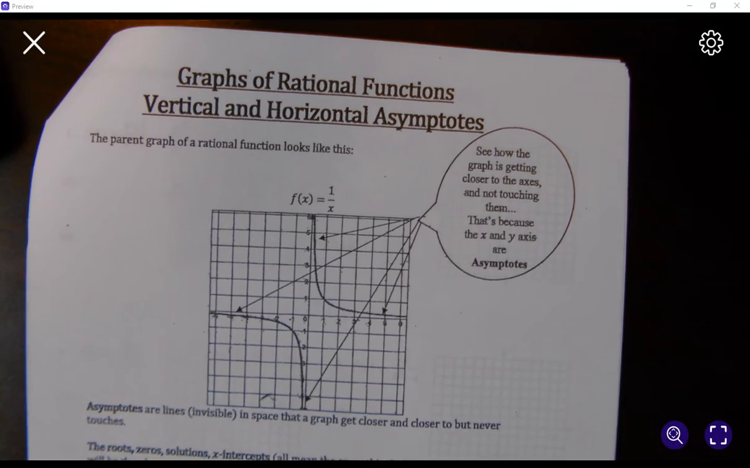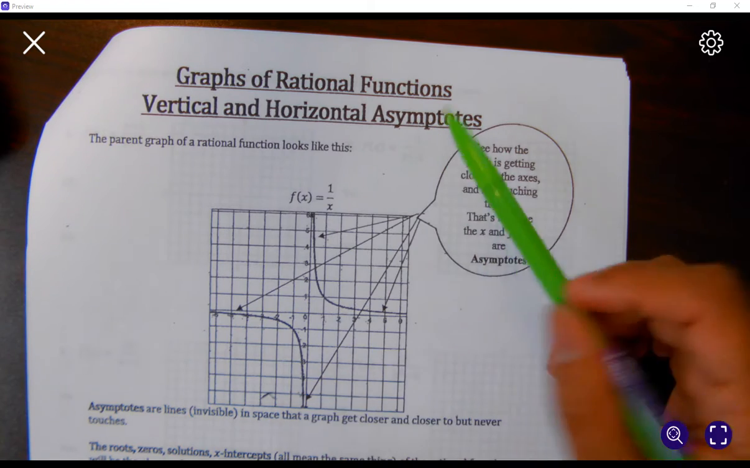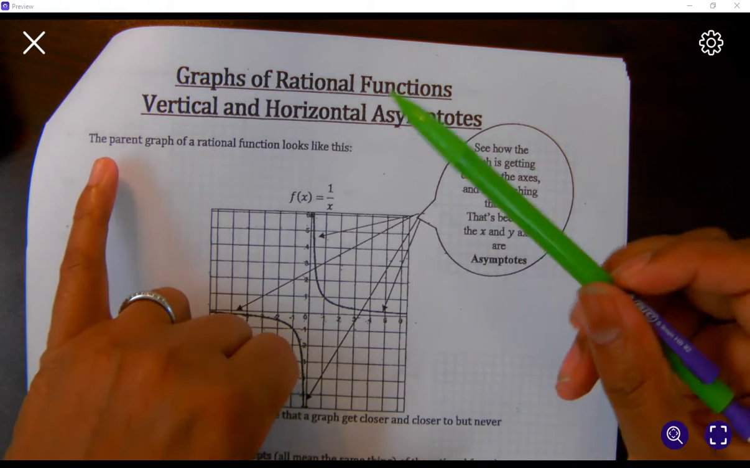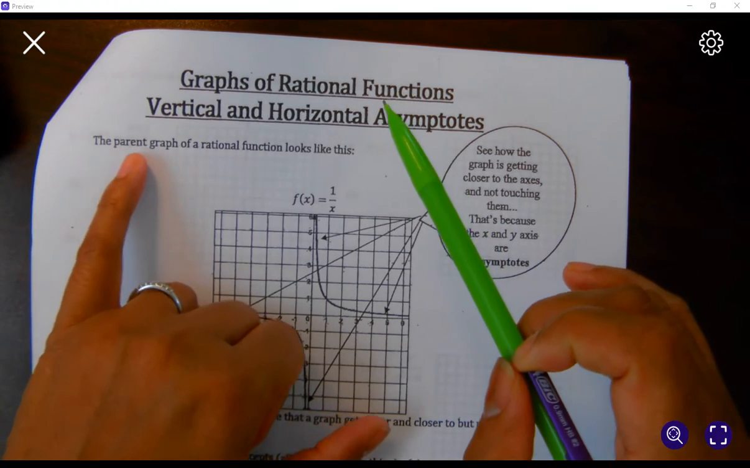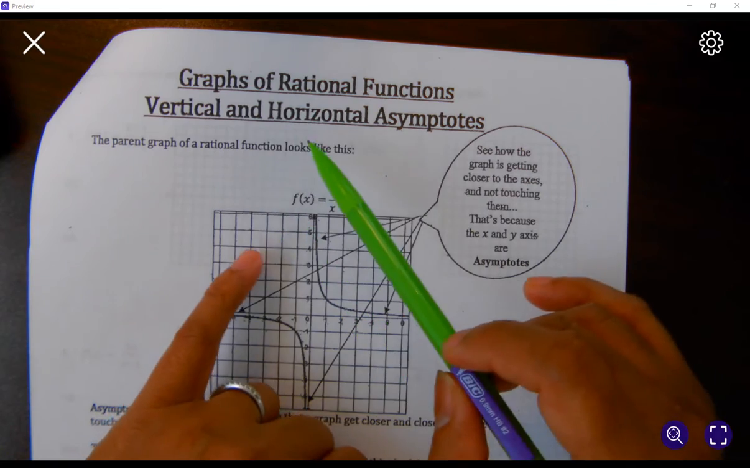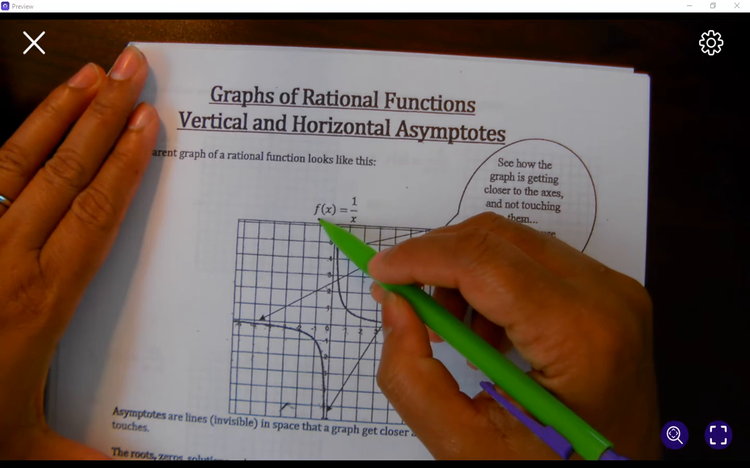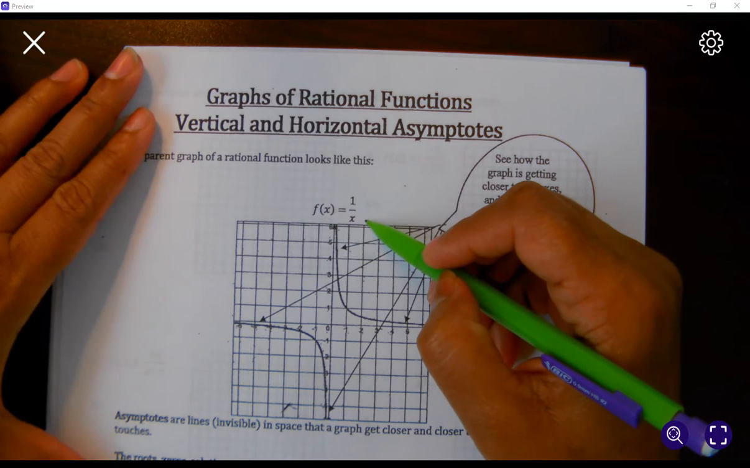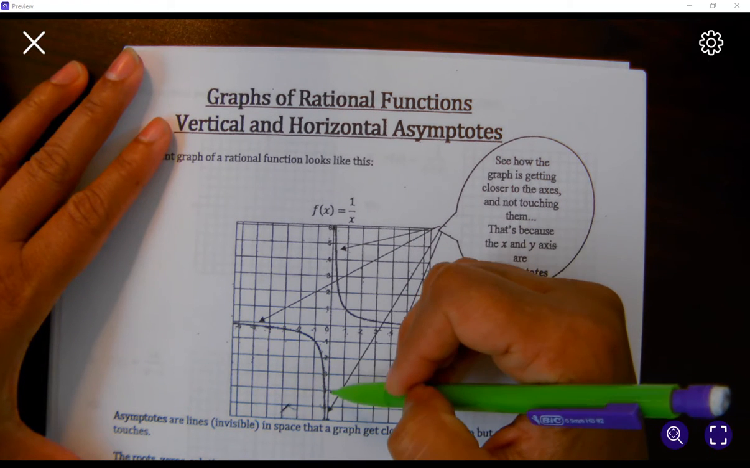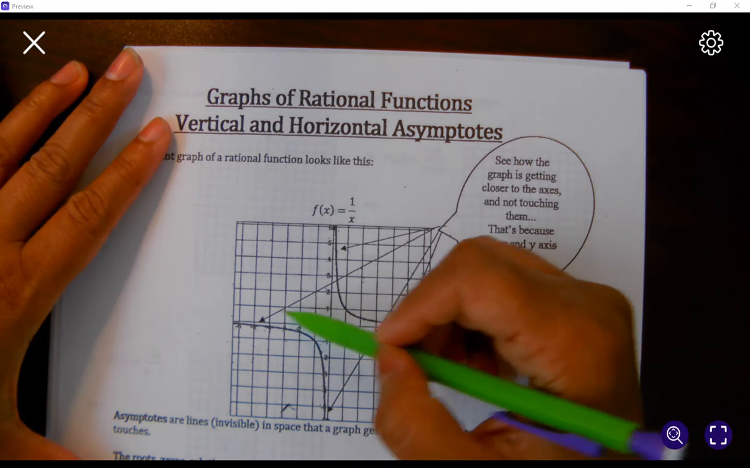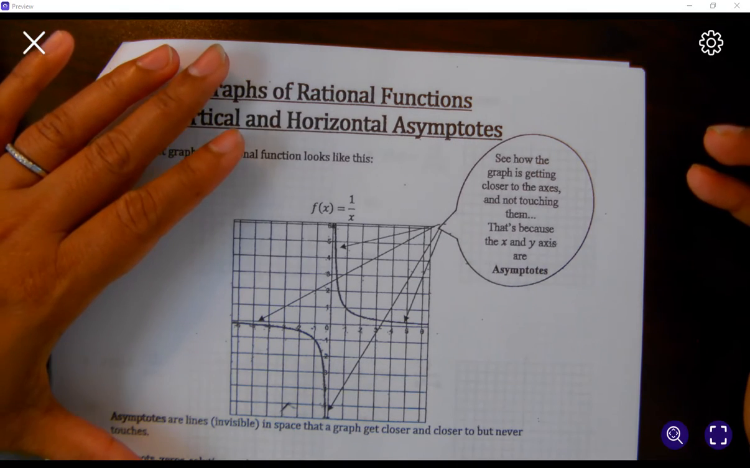Alright, so we have a new vocabulary word here. We're going to look at what is an asymptote. So, first of all, before we learn vertical and horizontal asymptotes, let's look at a parent graph of a rational function, okay? So the parent graph of a rational function looks like this. You have f of x equals 1 over x, and it's this graph right here. It's not a continuous graph. There is a break in this graph, but it still goes from left to right. And this is what it looks like, okay?